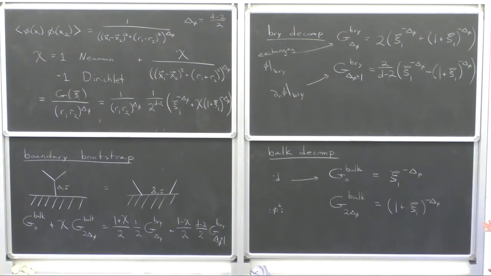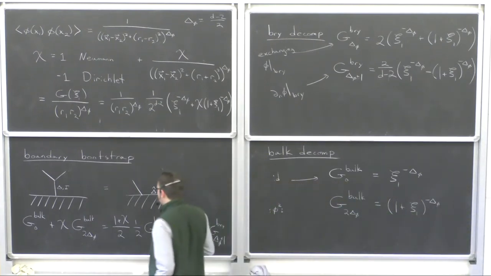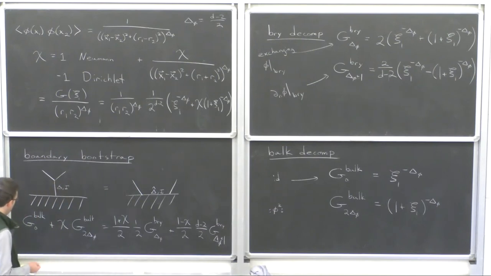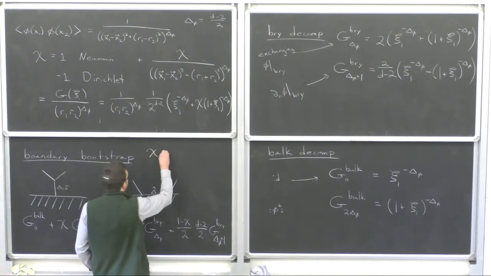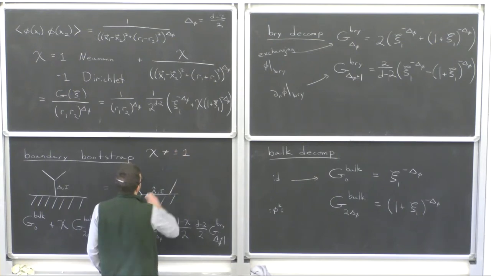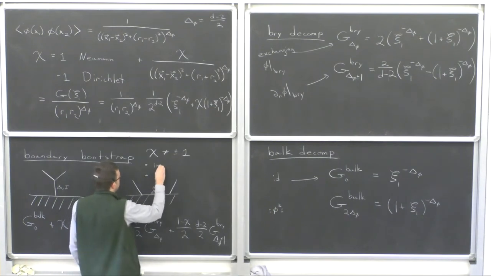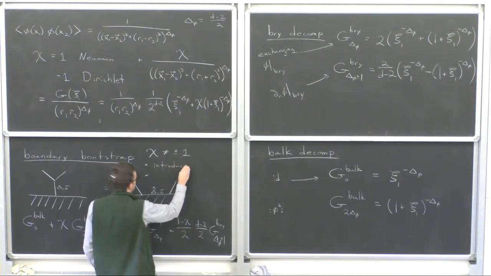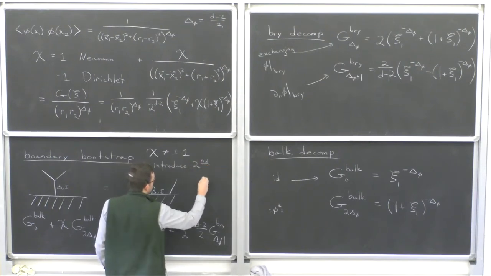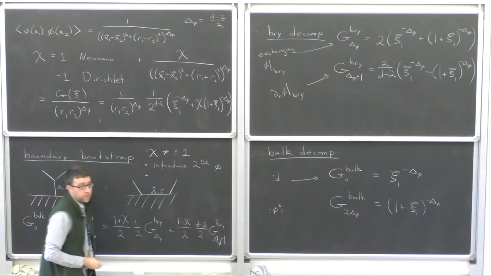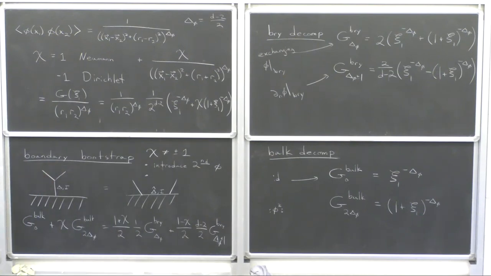In the setting I've introduced so far, no. What I'm saying is that there are different ways of thinking about it. So if you want chi not equal to plus or minus one, I have two proposals for you. One is to introduce a second bulk scalar, and then by having one scalar turn into the other when it hits the boundary, that's a way, in a sense, of getting a more general chi. So that's one thing you can do.